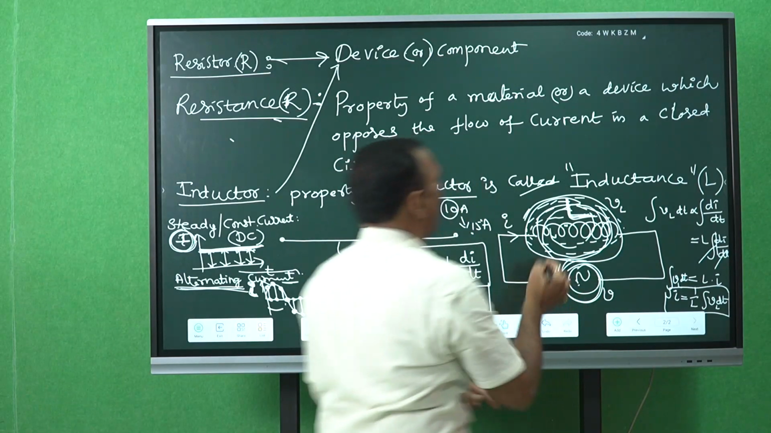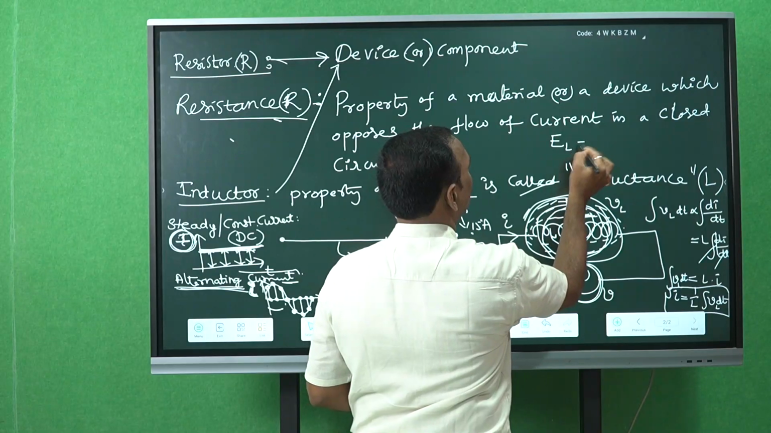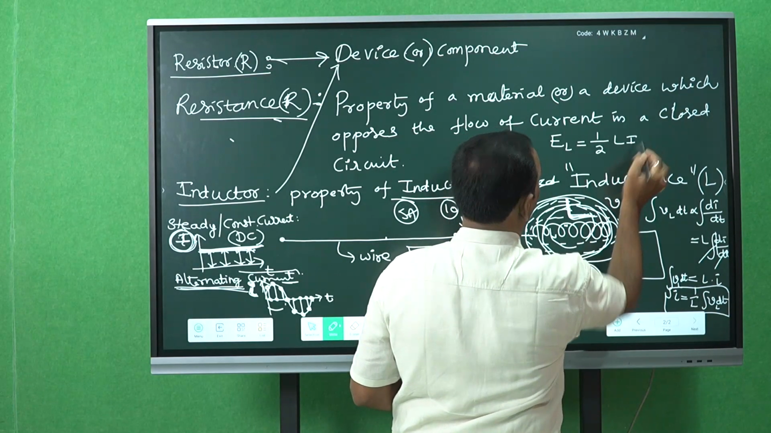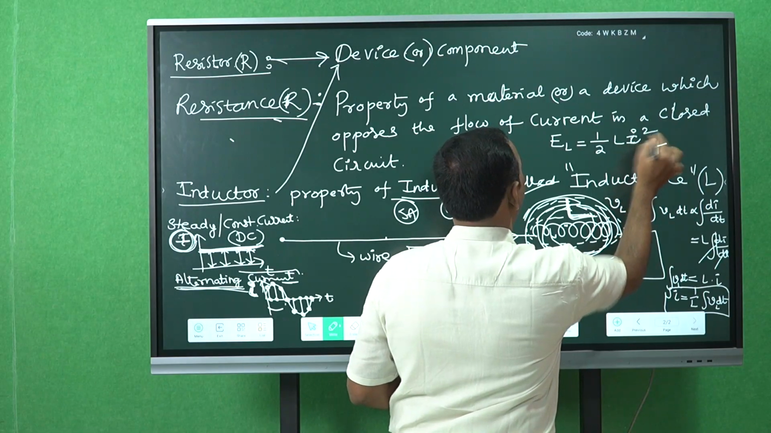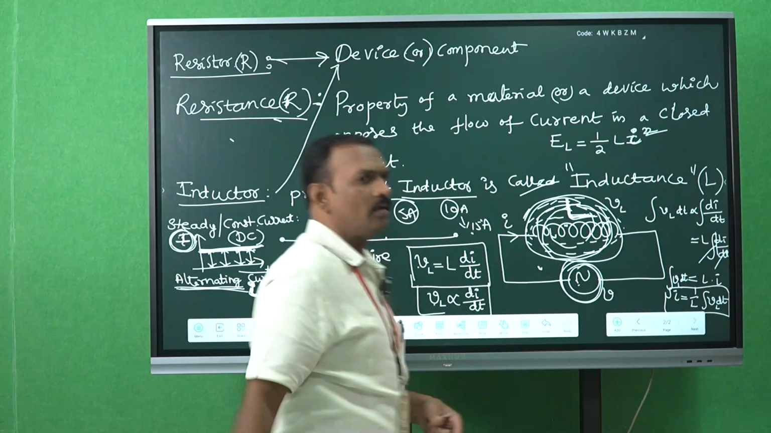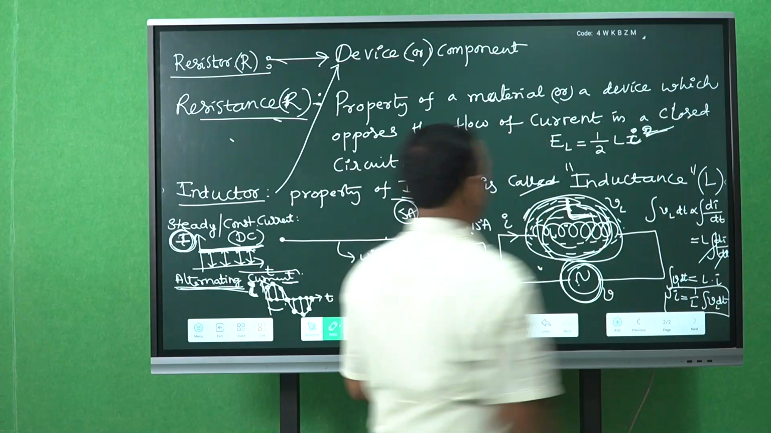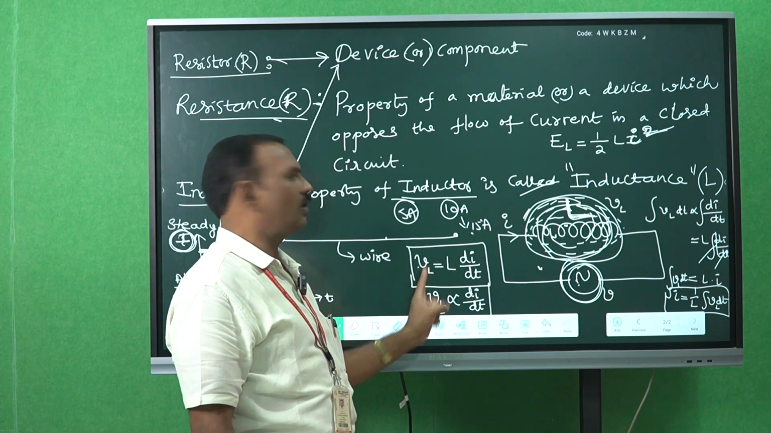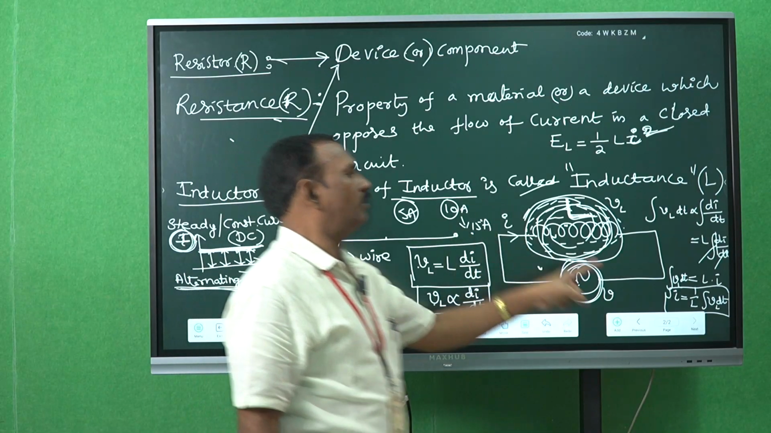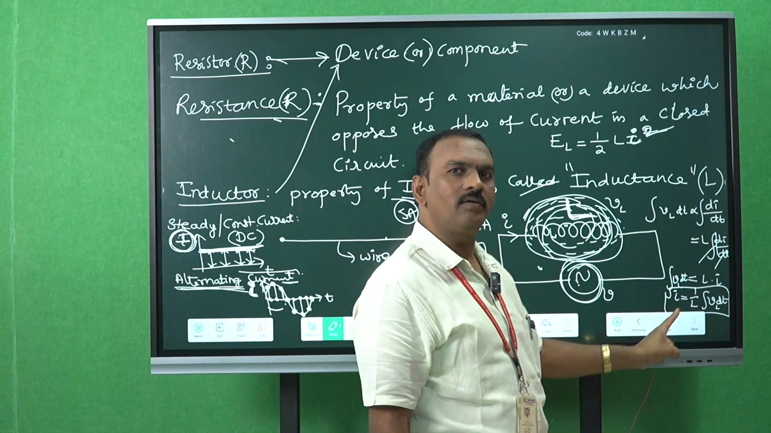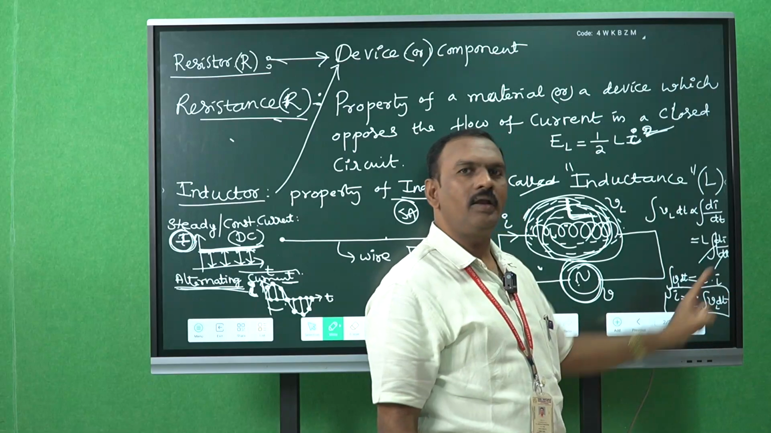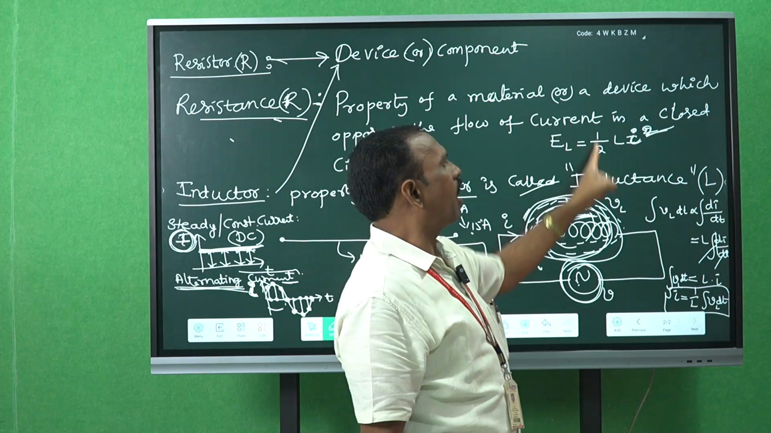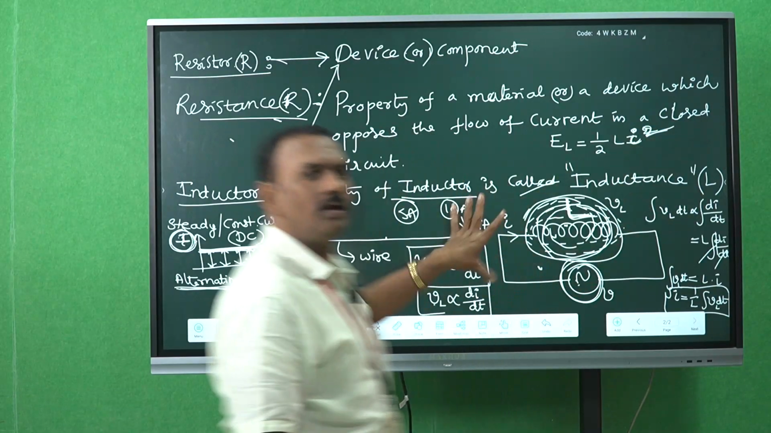The energy stored in the magnetic field, EL, is equal to half L I square. That is the energy stored in the inductor. So here we have discussed the voltage across the inductor, VL equal to L dI by dt, and the current passing through the inductor, I equal to 1 by L integral V dt, and the energy stored in the inductor, EL, equals half L I square. This is about the inductor.